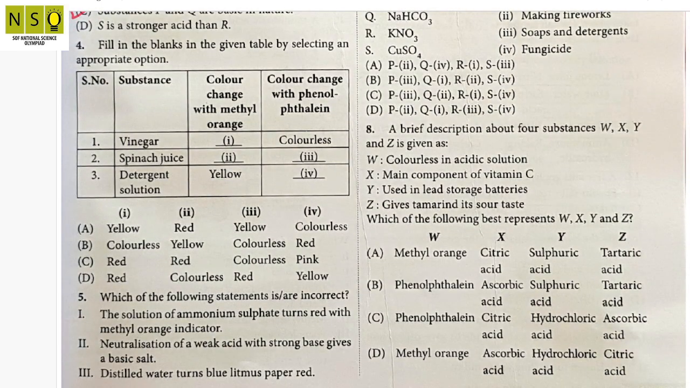Question number 4 is to fill in the blanks in the given table by selecting an appropriate option. The table has the substance, the color change with methyl orange, and the color change with phenolphthalein. So the substance is vinegar, then we have to find what color will change when vinegar is used with methyl orange. And if it is used with phenolphthalein, then it will be colorless.